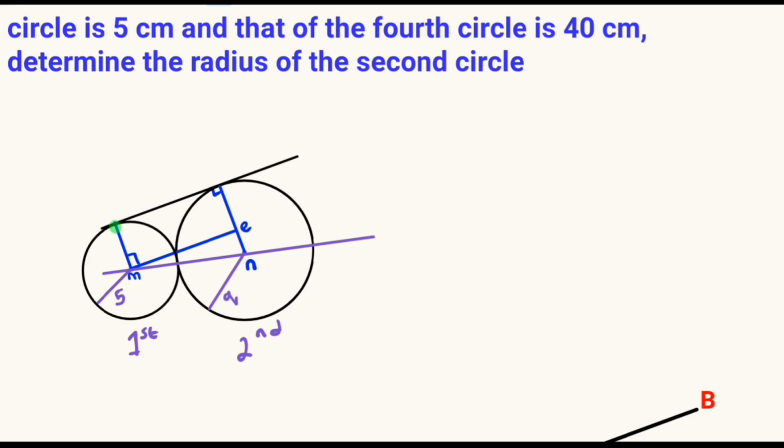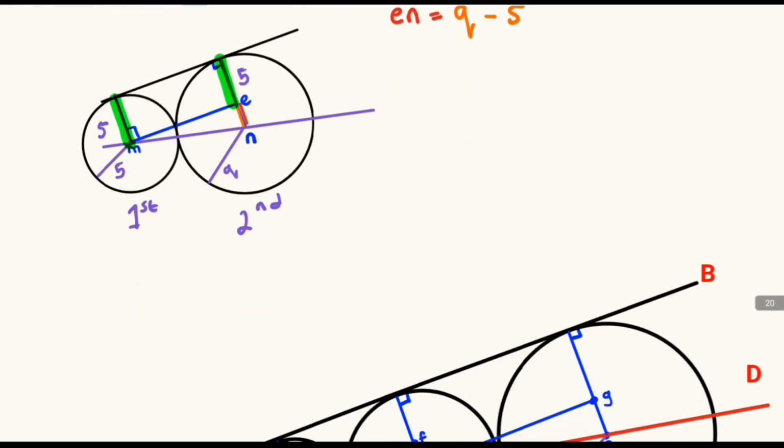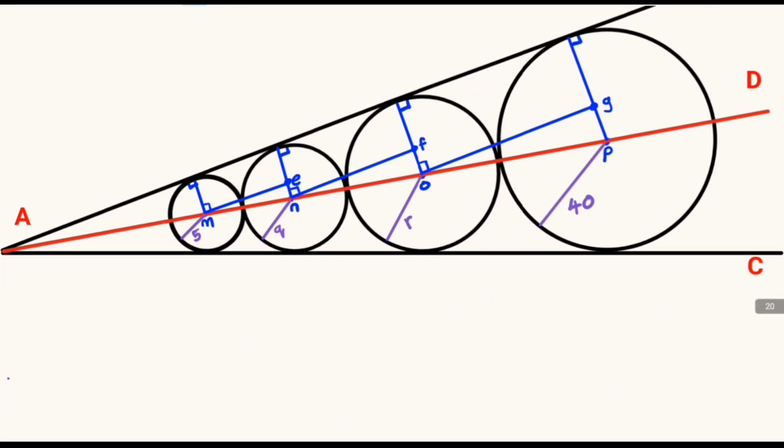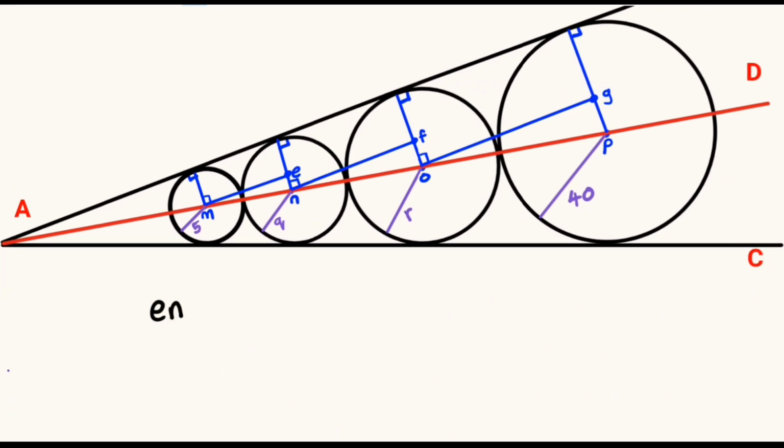The radius of the first circle was equal to 5, and since this is a rectangle, that side will also be equal to 5, and we'll be left with that length EN. So we know that the total length is the radius, so EN will be equal to the bigger radius Q minus 5. So our EN will be equal to the radius of the second circle Q minus the radius of the first circle.